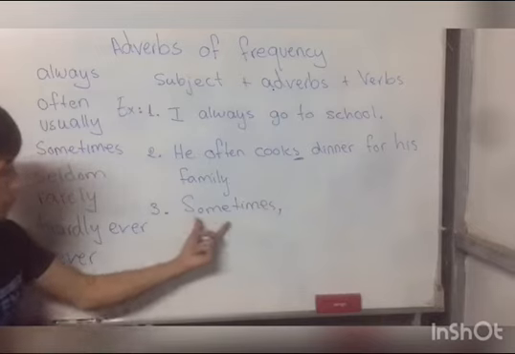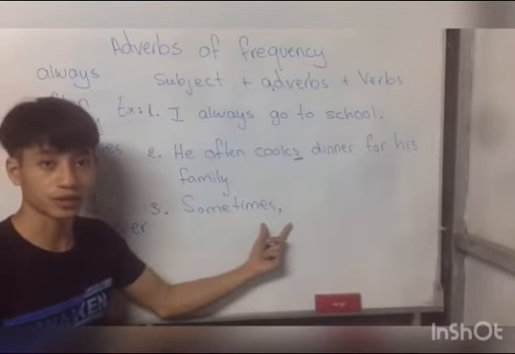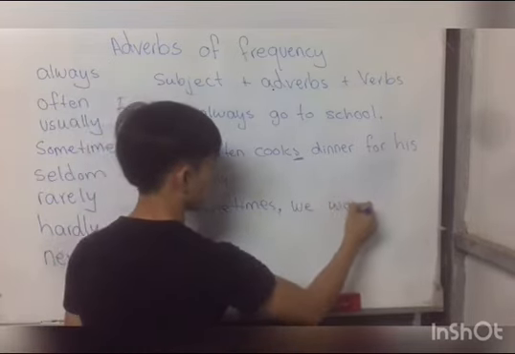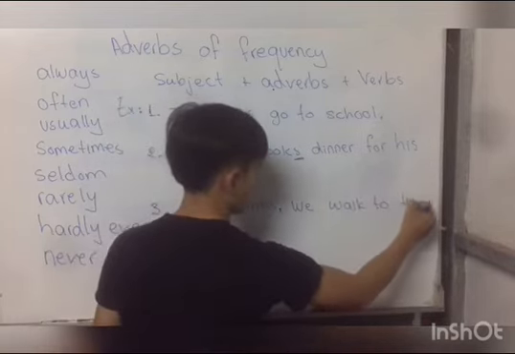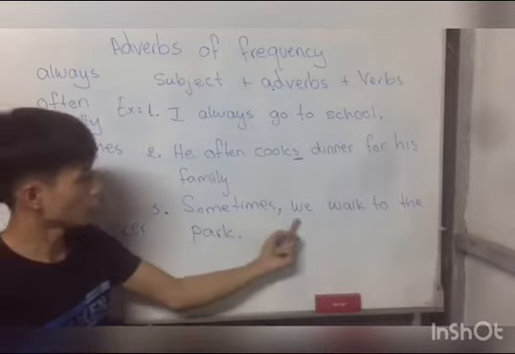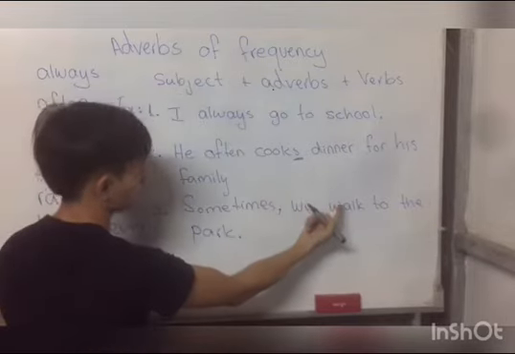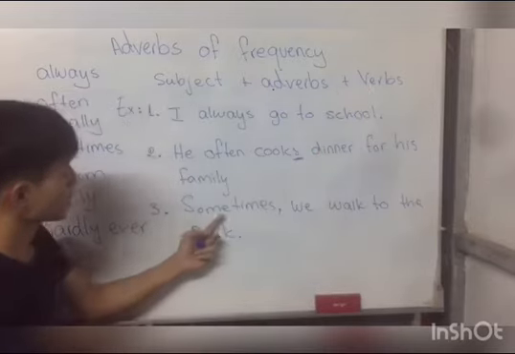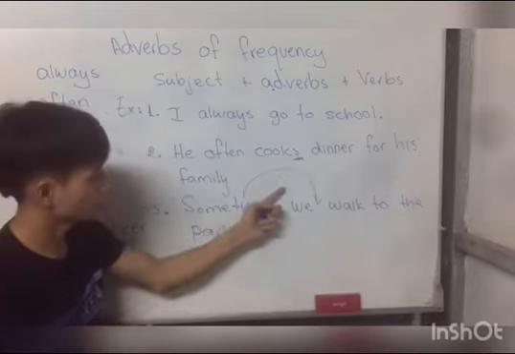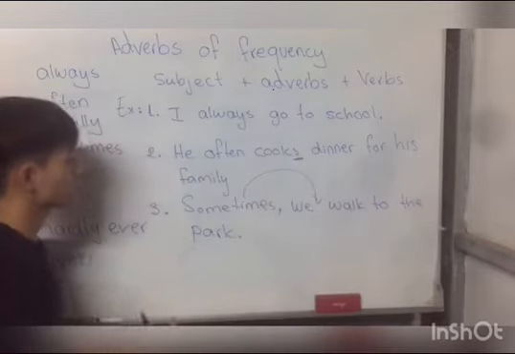If you put an adverb of frequency at the beginning of the sentence, you must put a comma. Sometimes, we walk to the park. We is the subject, walk is the verb, sometimes is the adverb. You can move sometimes to put it in front of the verb: we sometimes walk to the park, or sometimes we walk to the park.